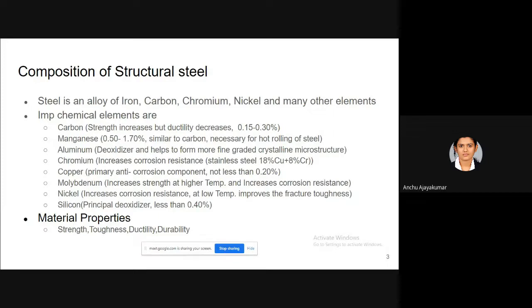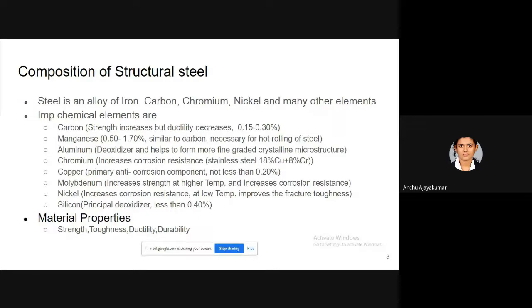Another important element in steel is aluminum. The function of aluminum in steel is as a deoxidizer, and it helps to form more fine-grained crystalline microstructures. It protects the steel from corrosion and so on.